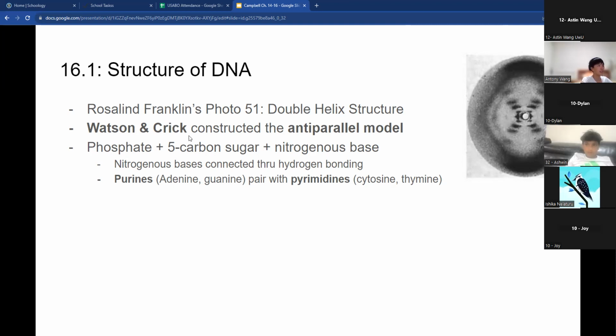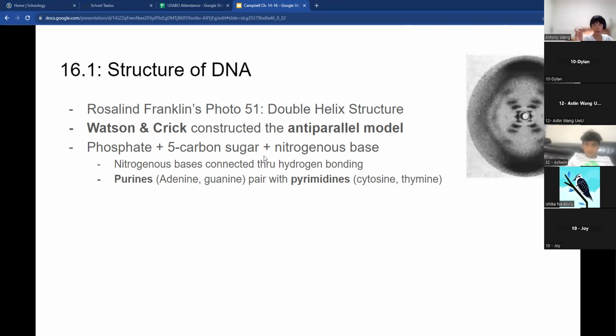But they constructed the anti-parallel model, which basically states that DNA has two strands, and it has a front and a back, a 5' and a 3' end, and the 5' end of one piece of DNA matches up to the 3' end of the other DNA. So basically, the front of one piece of DNA is paired to the back of the other piece of DNA.